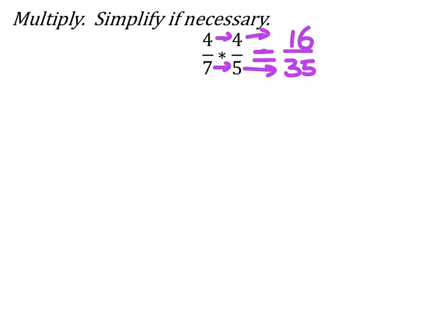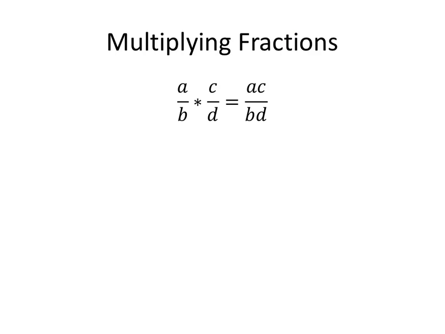Okay, just like on that last problem, 1/2 times 3/4, 1 times 3 is 3, 2 times 4 is 8, and the answer to that one was 3/8. Okay, so that's all multiplication of fractions is. You just take the numerators and multiply them, take the denominators and multiply those. And this just shows this abstractly, right?